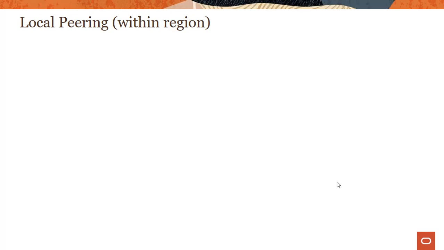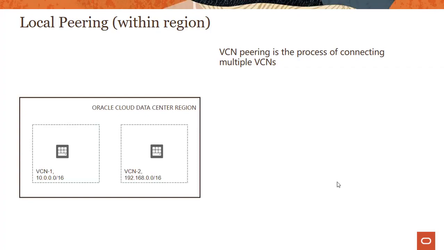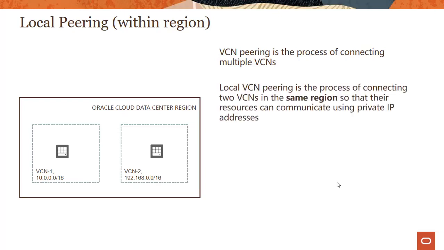Let's start with local peering. As the name suggests, local peering basically means you are connecting multiple VCNs within the same region. The graphic shows a region, an Oracle Cloud Data Center region, and we have VCN1 with an address space of 10.0.0.0/16, and VCN2 with an address space of 192.168.0.0/16, and we want to connect these two VCNs. That kind of peering connection is called local peering.